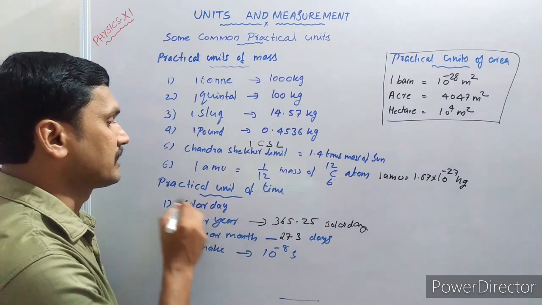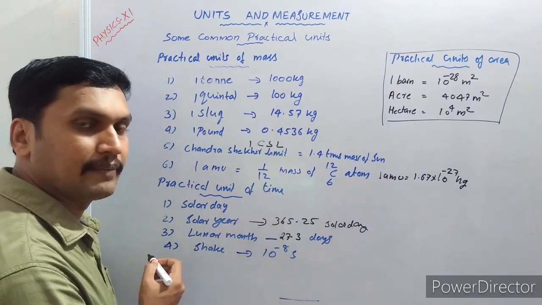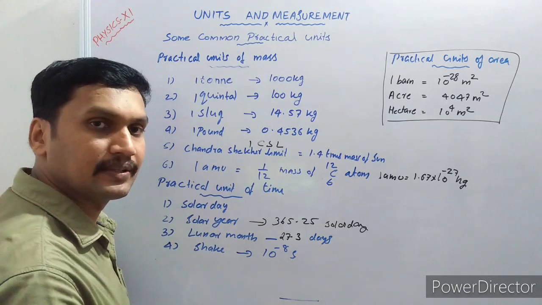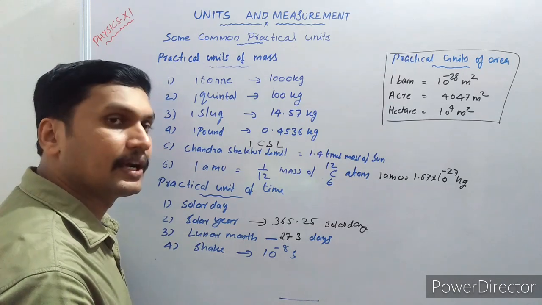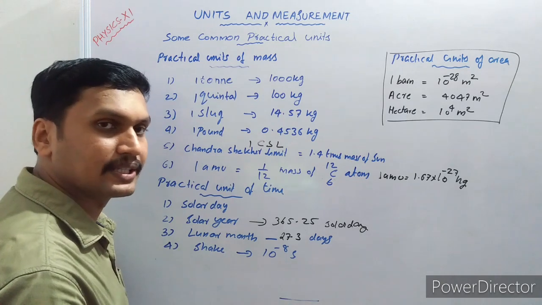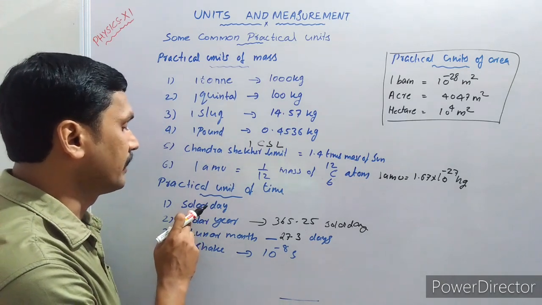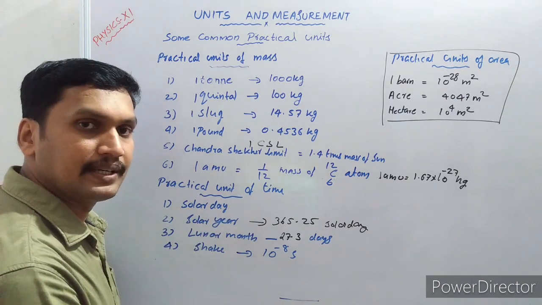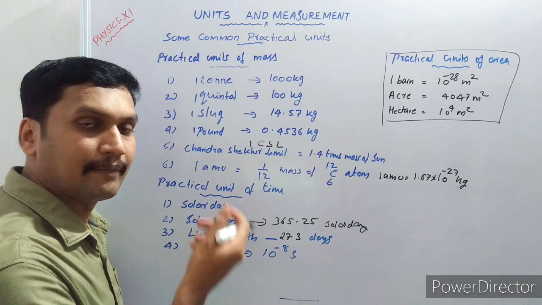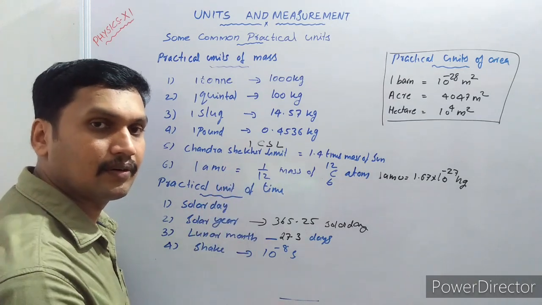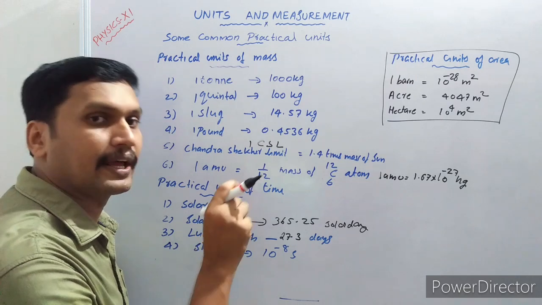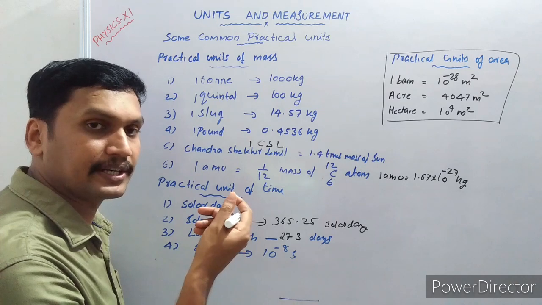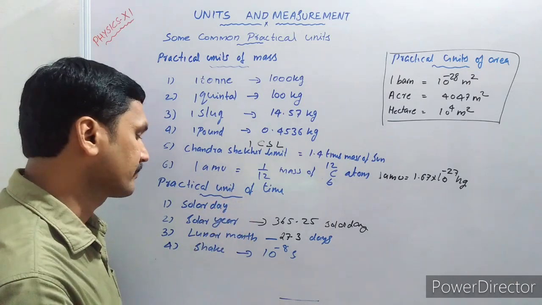Now, some practical units of time. For the measurement of time in the SI system, the second is used. Other than the second, we have the minute. Many units are there. Let us see some other common practical units. A solar day is the time taken by the earth to complete one rotation about its own axis.